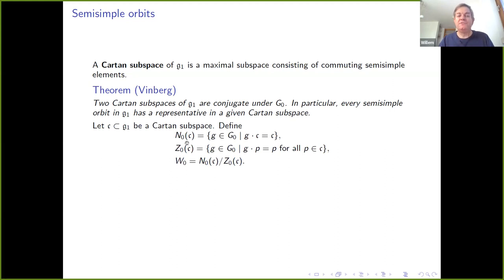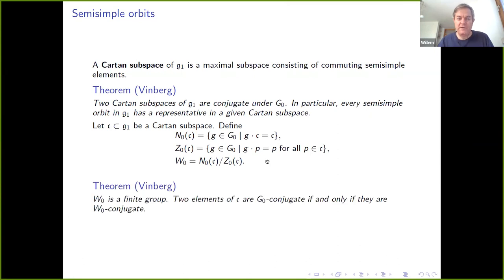And then we define these things. For a given Cartan subspace, we define its normalizer and its centralizer. The normalizer consists of all elements in the group that map the Cartan subspace to itself, and the centralizer is a subgroup of that, which consists of all elements that act as the identity on the Cartan subspace. Then we take the quotient. There's a theorem of Vinberg that says that this W naught is a finite group, and two elements of the Cartan subspace are G naught conjugate if and only if they are W naught conjugate. So I can decide conjugacy. Not only does every semi-simple orbit have a point in this Cartan subspace, but because it's a finite group, I can also decide when two elements are conjugate.